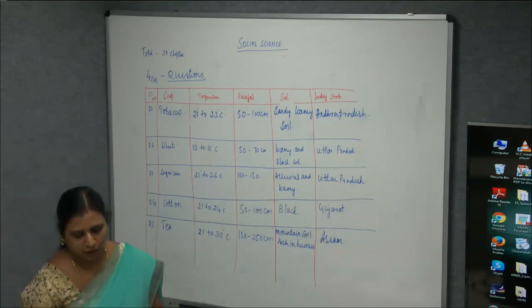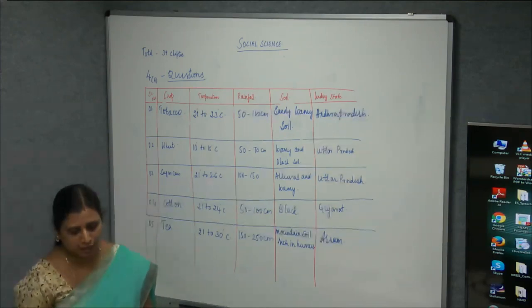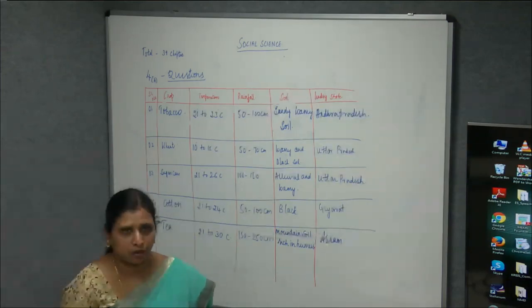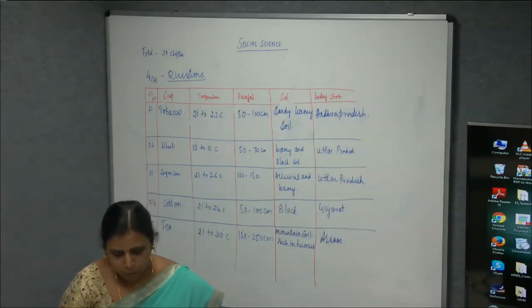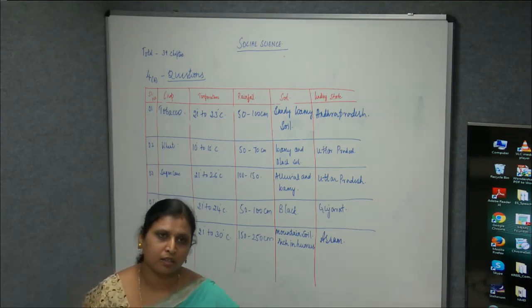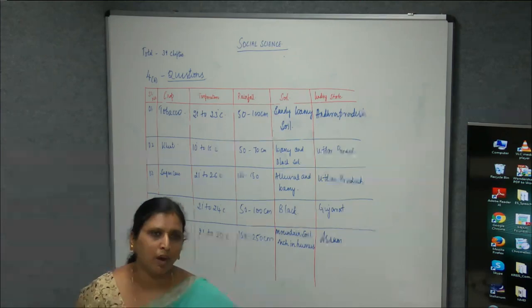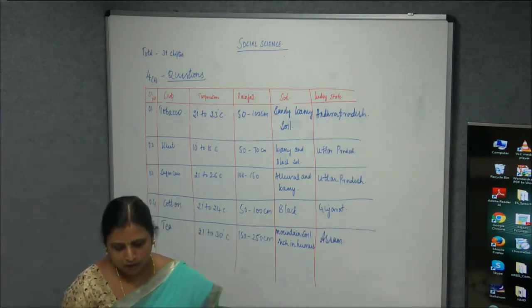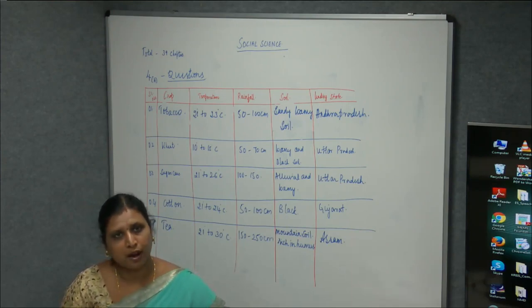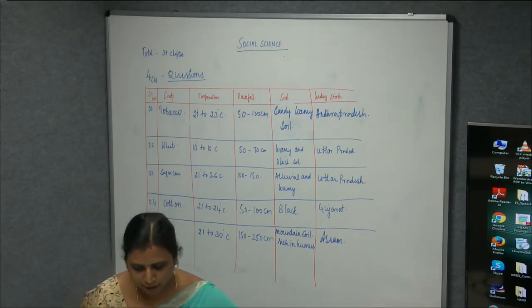So, how horticulture helps in the economic development of India, explain, that is what the question means. The intensive cultivation of fruits, vegetables, flowers, medicinal and aromatic plants is called horticulture. First you have to write the meaning of horticulture.